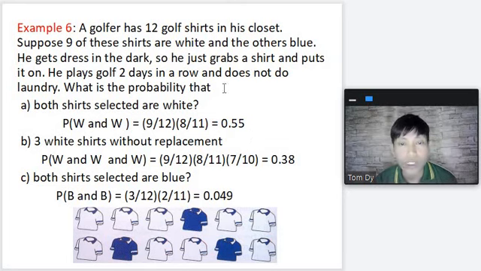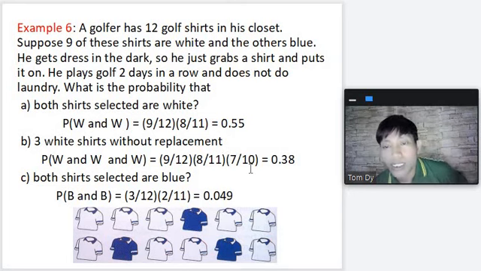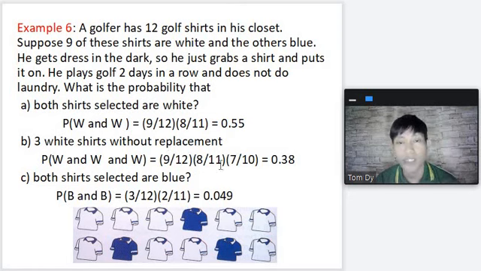Next question, what is the probability of selecting 3 white shirts without replacement? So probability of white and white and white. First selection is 9 over 12. Second selection is 8 over 11 because we already selected 1. And then the third selection is 7 over 10. So when we multiply these values, that is equivalent to 0.38, without replacement.